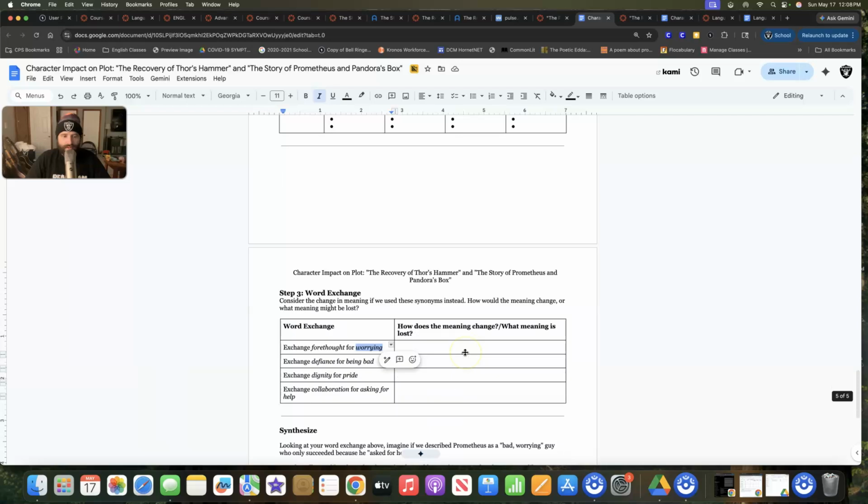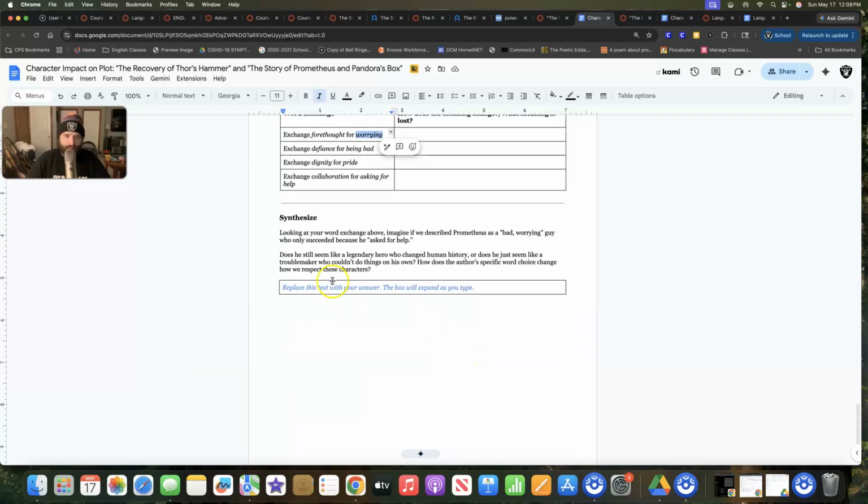And then finally, we have our synthesis here. Sorry, I got to a five-minute video. I didn't want to. Looking at your word exchange above, imagine if we describe Prometheus as a bad, worrying guy who only succeeds because he asked for help. Does he still seem like a legendary hero who changed human history, or does he just seem like a troublemaker who couldn't do things on his own? Do you notice how that changes? To me, it changes immediately. He's bad, he worries, he's a guy who only asks for help. That means he can't do anything on his own, right? So how does that change?